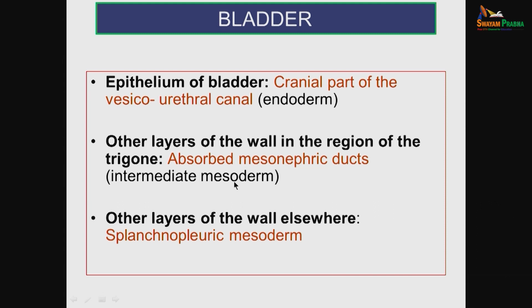Which mesoderm? It is intermediate mesoderm, which is a component of the intraembryonic mesoderm. Other layers of the wall elsewhere will be from the splanchnopleuric layer of lateral plate mesoderm. As I had mentioned earlier, that splanchnopleuric layer of intraembryonic mesoderm is in close contact with the endoderm, which gives rise to other layers of the wall. Only the epithelium is derived from the endoderm. Epithelium of the bladder is developed from the endoderm. Other layers of the wall elsewhere are from the splanchnopleuric mesoderm.